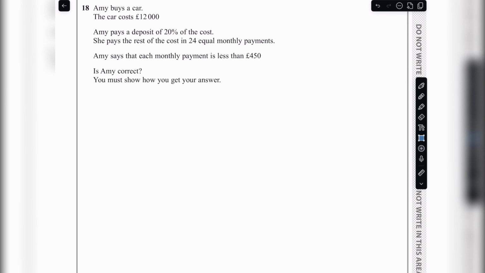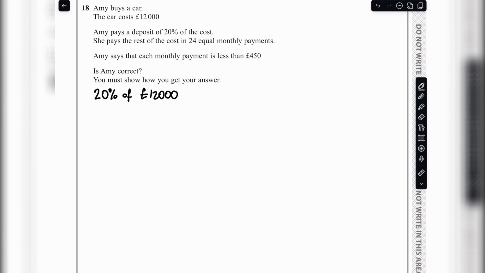In question 18, we are told that Amy buys a car. The car costs £12,000. Amy pays a deposit of 20% of the cost. She pays the rest of the cost in 24 equal monthly payments. Amy says that each monthly payment is less than £450. Is Amy correct? You must show how you get your answer. So the first thing we need to do is determine what 20% of £12,000 is.